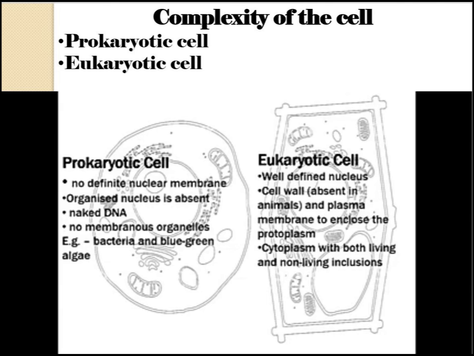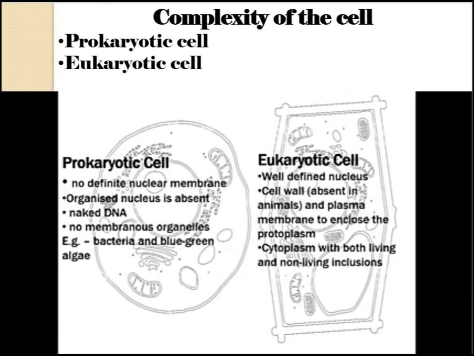The one is the prokaryotic cell and another is the eukaryotic cell. Prokaryotic cells don't have any kind of nuclear membrane. And what is a nuclear membrane? You have to search it on your own in our previous video. In eukaryotic cells, there is a well-defined nucleus. In prokaryotic cells, an organized nucleus is absent. In eukaryotic cells, as there is a nuclear membrane, there will be a well-defined nucleus. There is a naked DNA in prokaryotes and a covered DNA in eukaryotes.